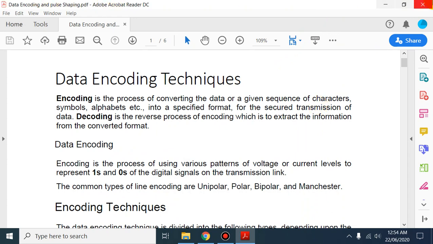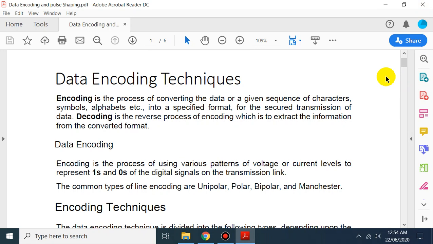Now, as far as the encoding process is concerned, before starting the data encoding technique, first we have to define encoding and decoding in digital communication. Encoding is the process of converting the data or given sequence of characters, symbols, alphabets into a specified format for the secure transmission of data, while decoding is the reverse process of encoding, which is to extract the information from the converted format.